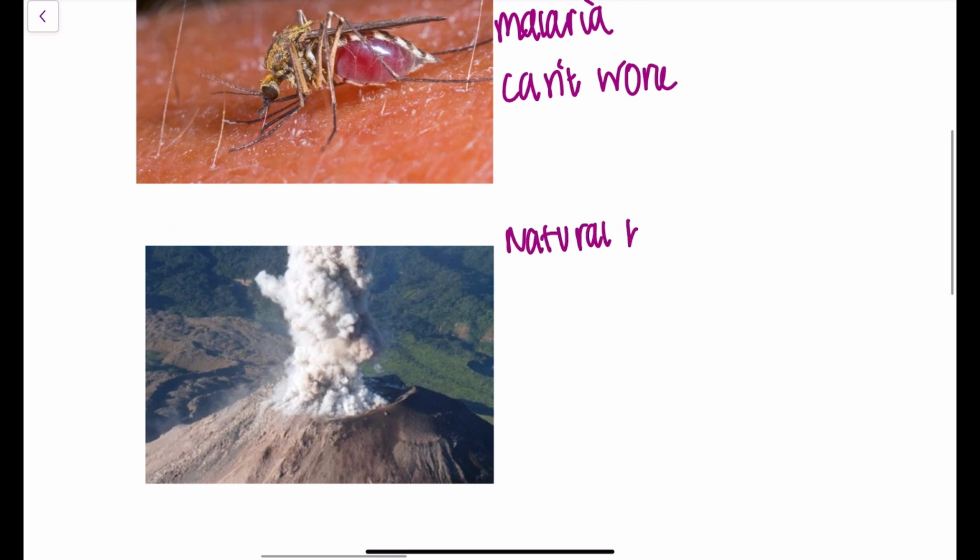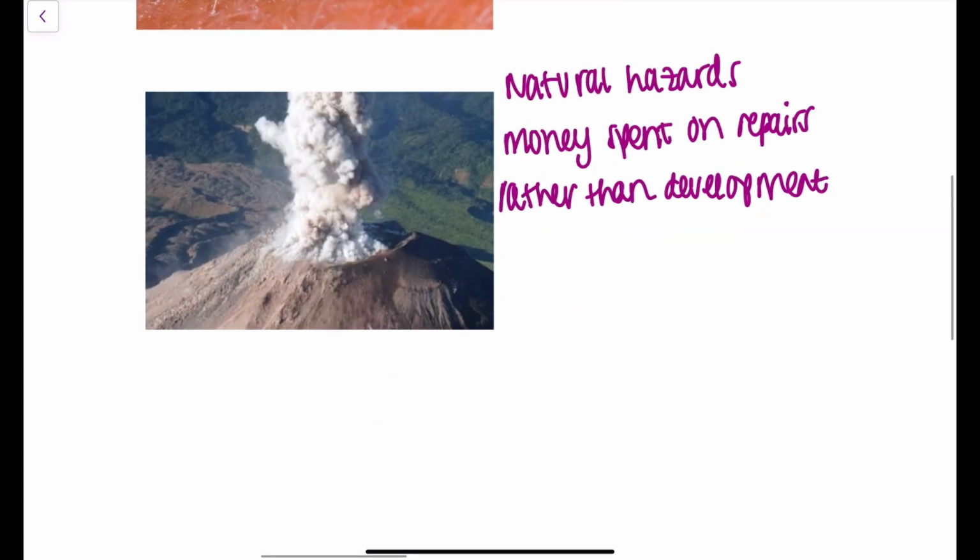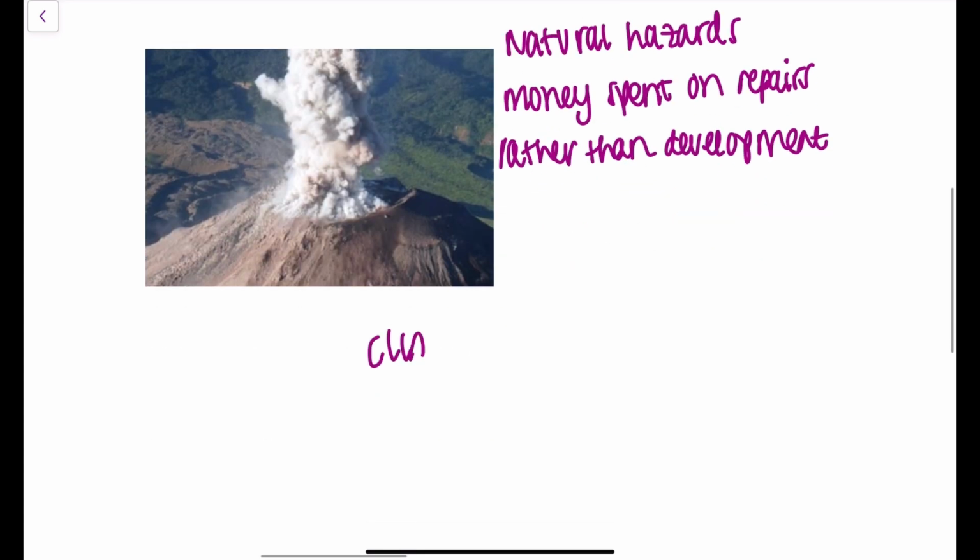We've then got natural hazards, for example, earthquakes and volcanoes, and this can limit the ability for a country to develop, as money is being spent on rebuilding and repairing as opposed to spent on development, things such as infrastructure and healthcare. For example, the Haiti earthquake that we've studied, obviously we know there's loads of people that also died, which reduces the workforce, and then infrastructure was badly damaged, affecting Haiti's ability to trade in the future.